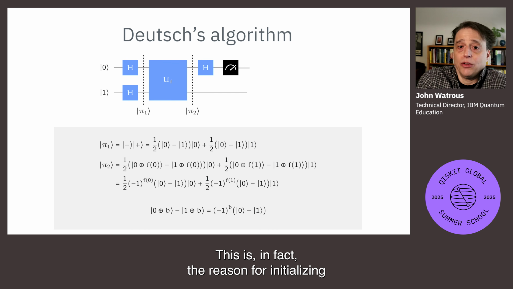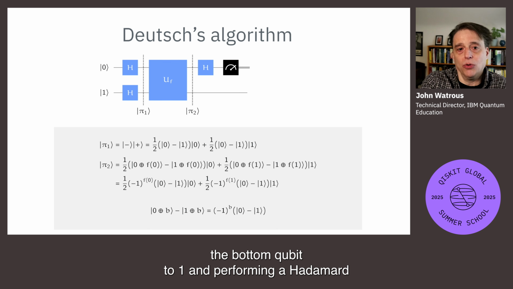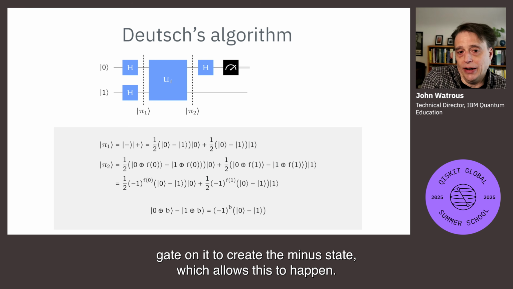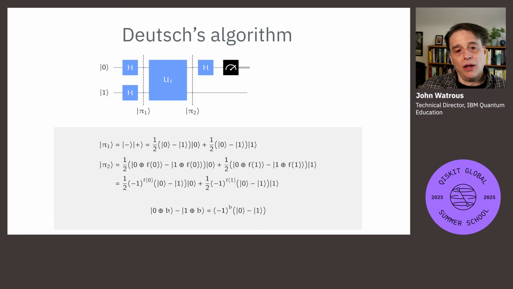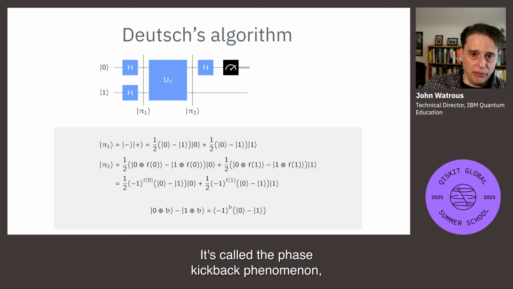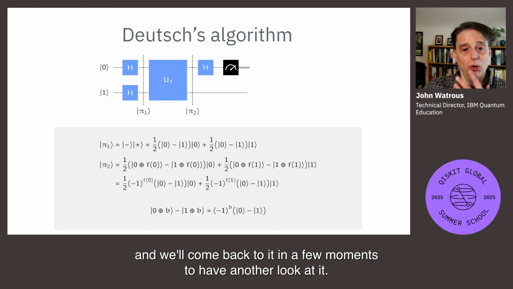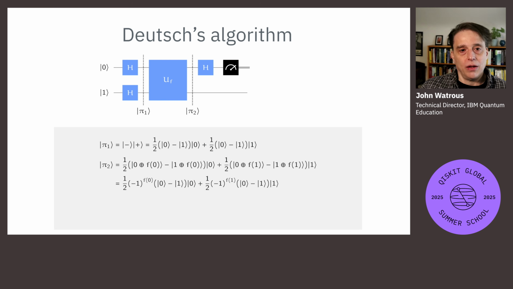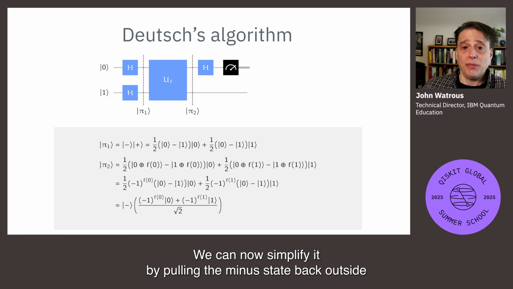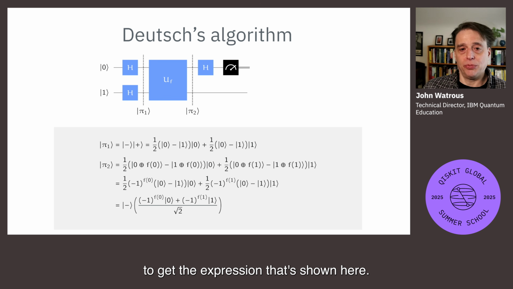This is, in fact, the reason for initializing the bottom qubit to 1 and performing a Hadamard gate on it, to create the minus state which allows this to happen. It's called the phase kickback phenomenon, and we'll come back to it in a few moments to have another look at it. We can now simplify by pulling the minus state back outside to get the expression that's shown here.